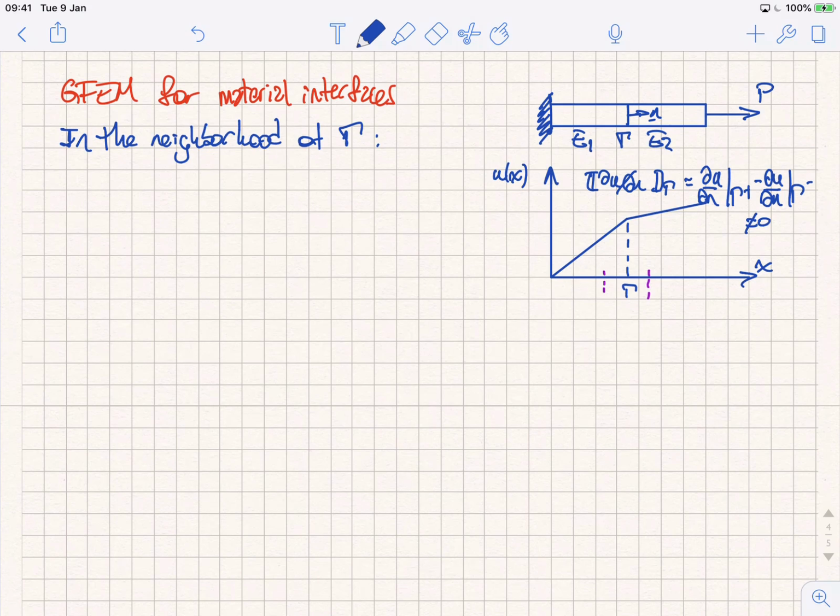So I can say that my solution U, my displacement field, is going to be the sum of a solution that has a kink built in, and I use the hat for that, plus a solution that is actually smooth. So you can add these two parts together, right? Why not?